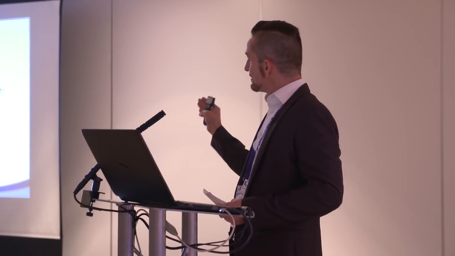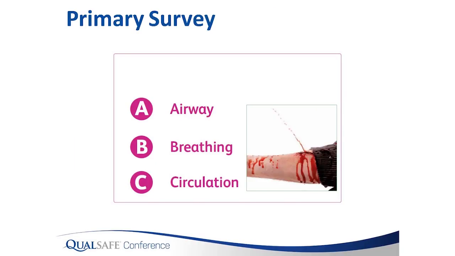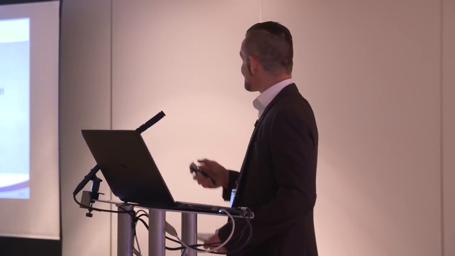And this is really relevant for this talk, is this? Really relevant indeed, because if you might not get as far as the C in the primary survey because you're dealing with airway and breathing problems, well, you might not get as far as a secondary survey. And you certainly shouldn't get as far as a secondary survey if you've not ruled out and dealt with airway, breathing, and circulation problems. Okay.